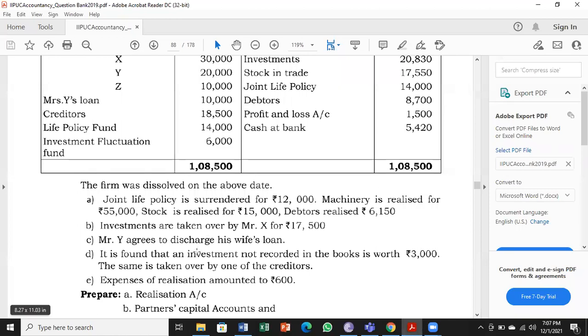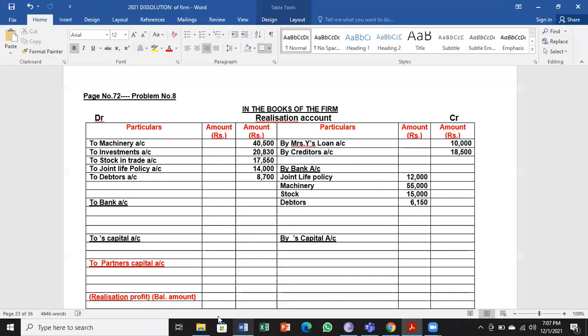Next, information B, investments are taken over by Mr. X for 17,500. So asset taken over by a partner. So by X capital account, X is taking over investments at rupees 17,500.